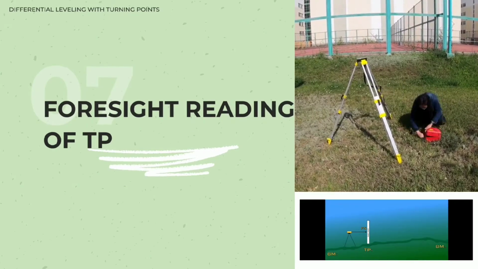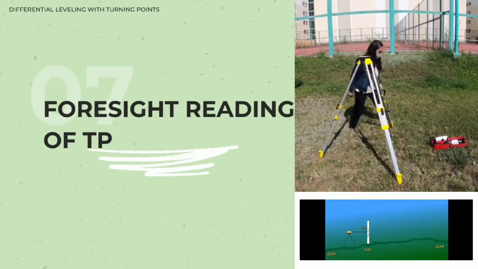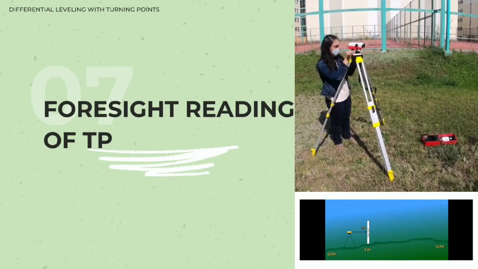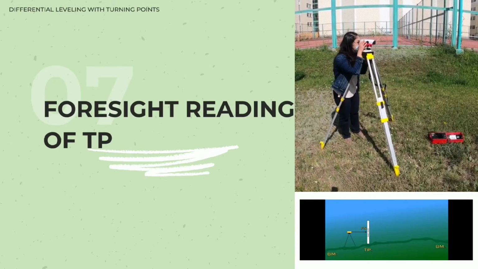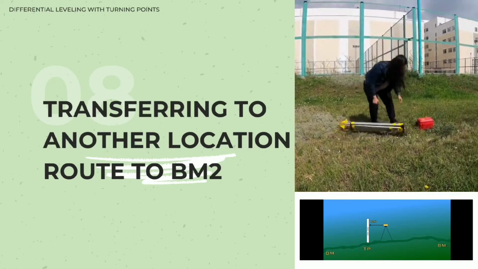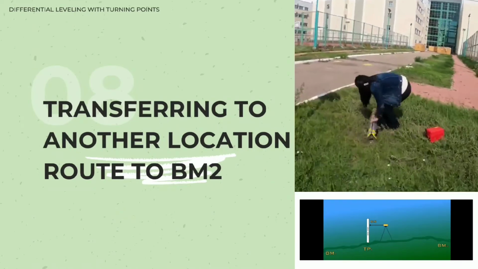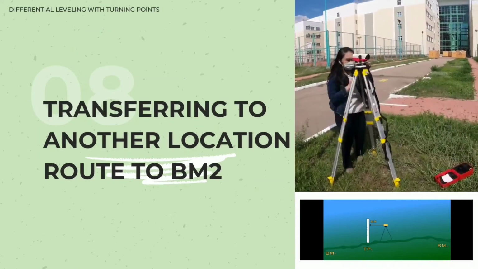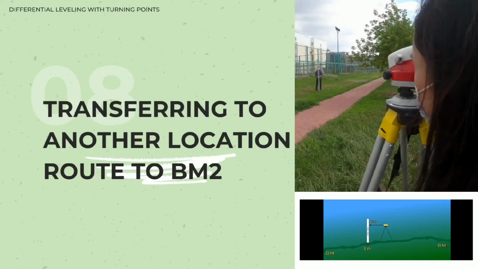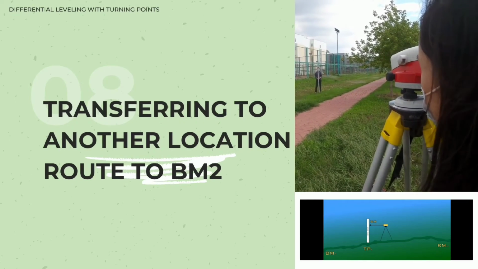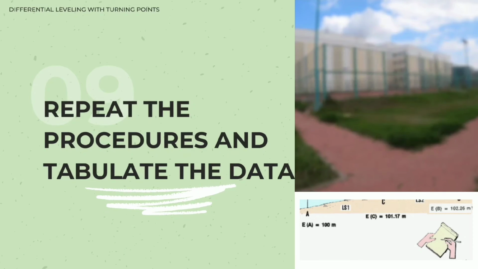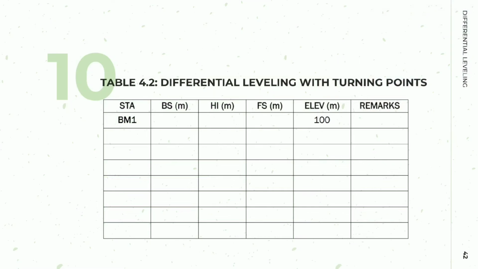Step 7. Take the foresight reading of the turning point where the leveling rod is being held vertical with the aid of a plumb bob. The reading must be done to the accuracy of a millimeter or a thousandth of meter. Step 8. Transfer the instrument to another location along the route to BM2, where the first turning point is still visible in the telescope, and follow the same procedure as in steps 2 to 8 until you reach the second benchmark. Step 9. Tabulate the data in Table 4.2 entitled Differential Leveling with Turning Points.